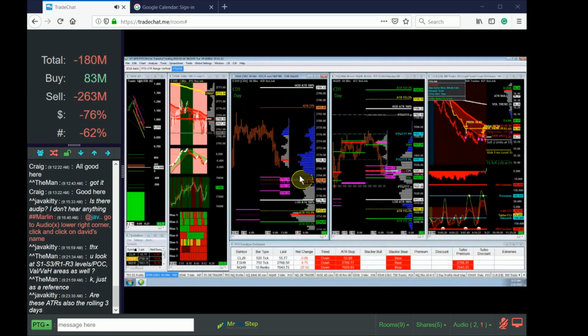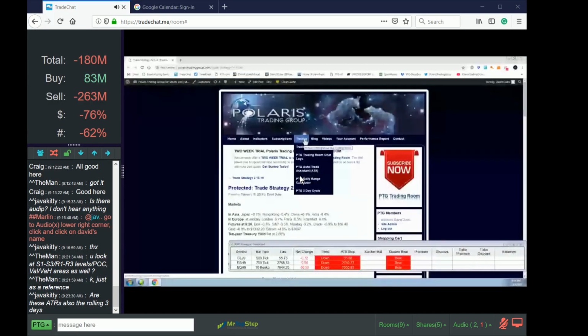Ten-day sequential, and you can find that, by the way. That's why I wanted to start a little early, because I figured we'd have some questions. On the website, PolarisTradingGroup.com, if you go to the trading tab, down the menu, you'll see the daily range calculator. Click on that.